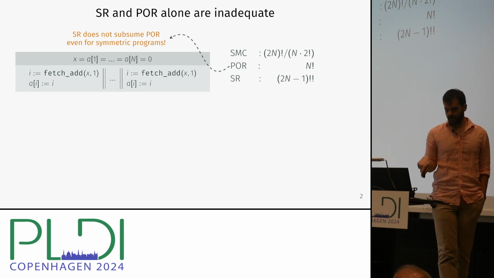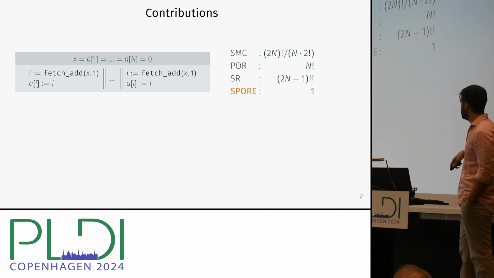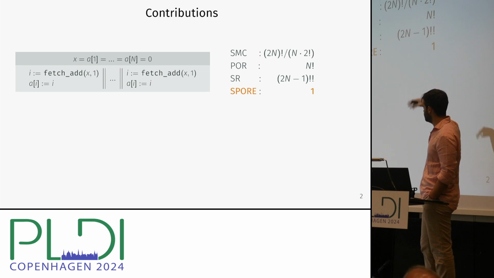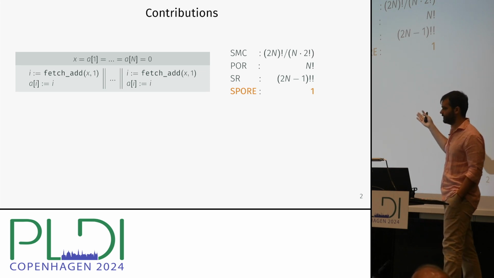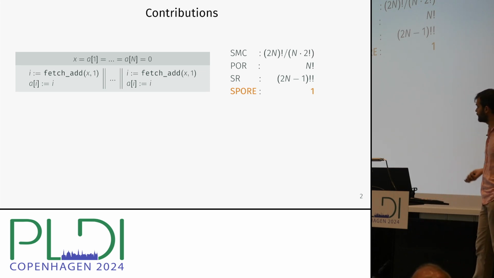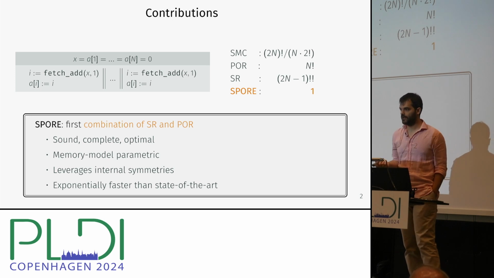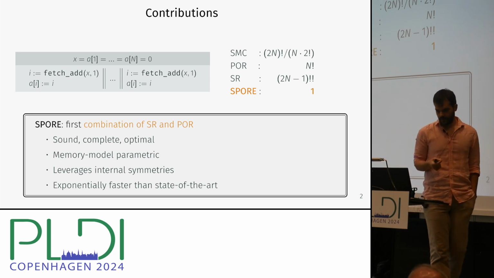And this is where this talk comes into play. I'll talk to you about SPORE, which is a combination of POR and SR. And for this example, it can verify it by exploring a single interleaving. So SPORE is the first combination of symmetry and partial reduction.